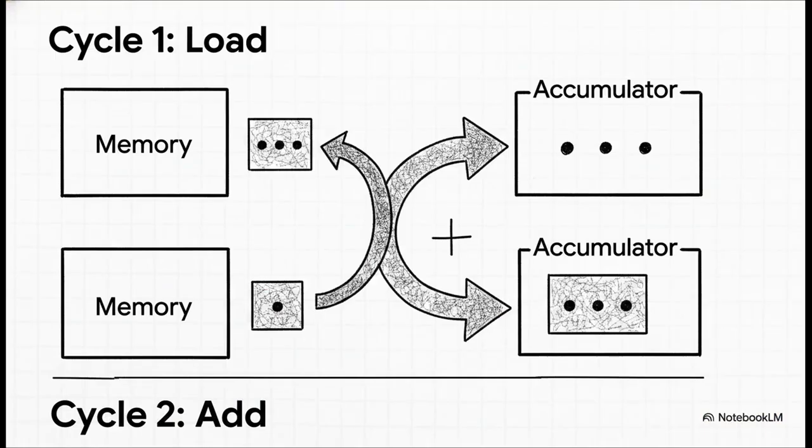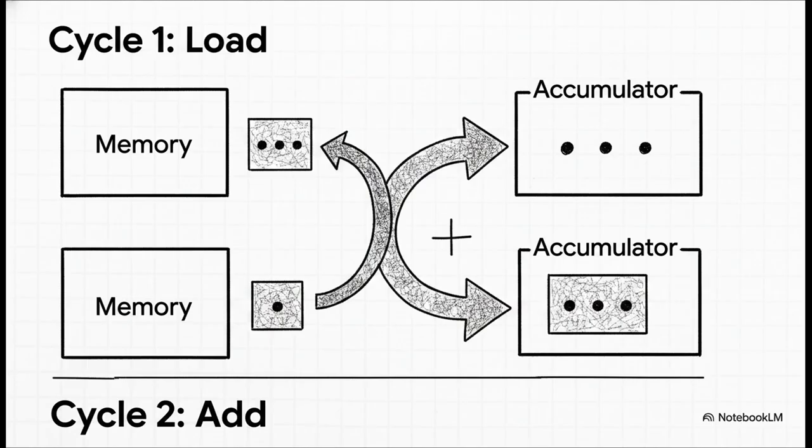Okay, let's solve it. In the first 2 cycles, we fetch, decode, and execute a load command, followed immediately by an add command, storing the final result of 3 plus 1 in the accumulator. Here's how. In cycle 1, the CPU decodes a load opcode. It heads to memory location 0101, finds the number 3, and pulls it straight into the accumulator.